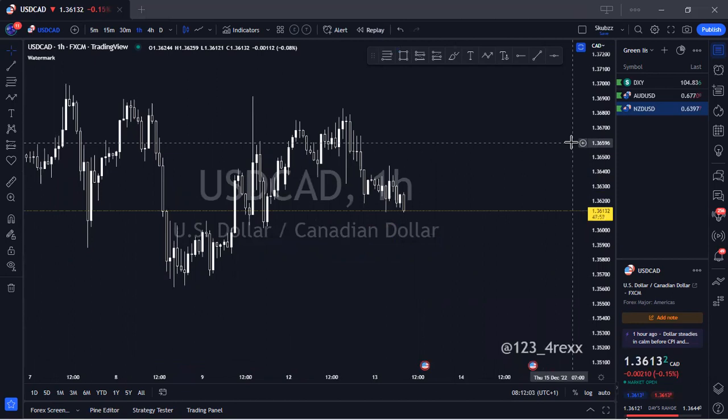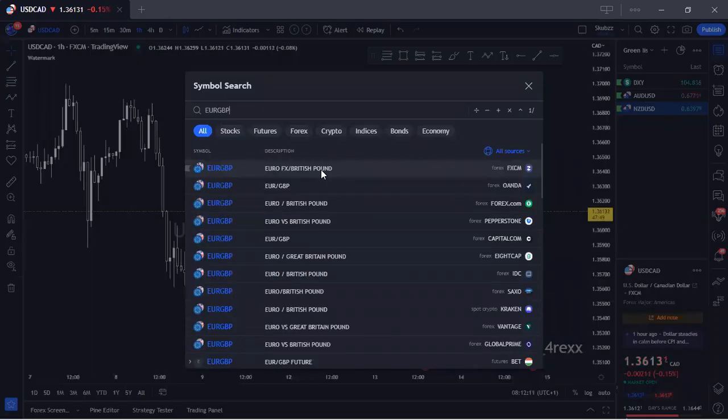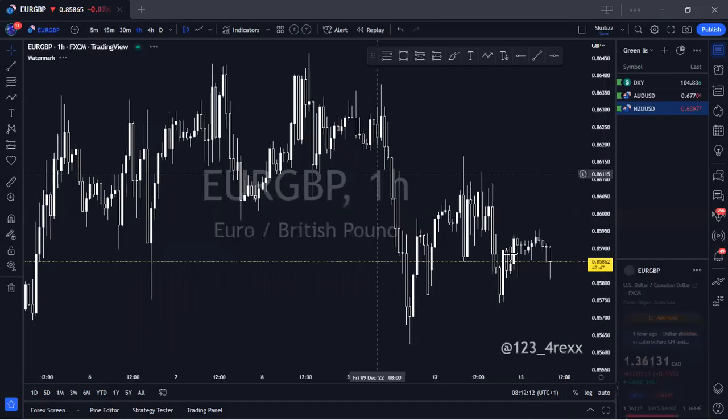So can we see Euro GBP? Does it look bullish? I honestly don't think so. It's bearish.